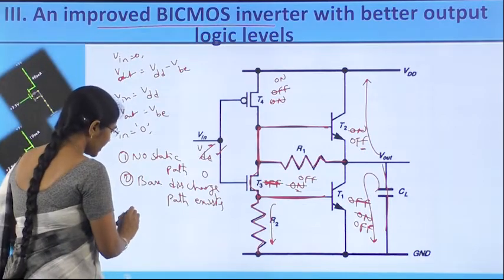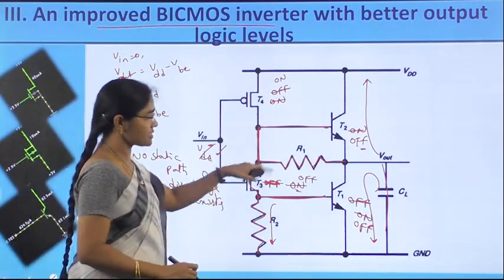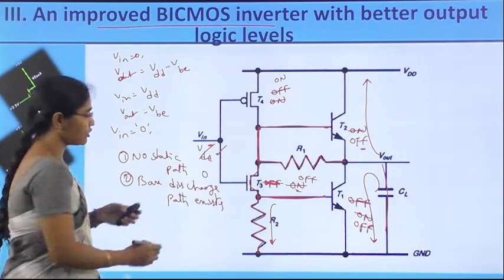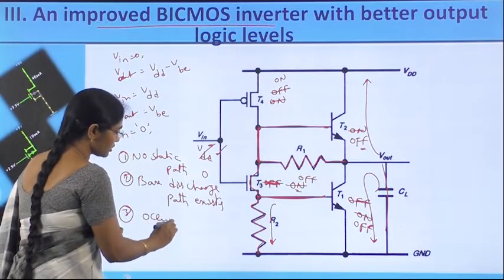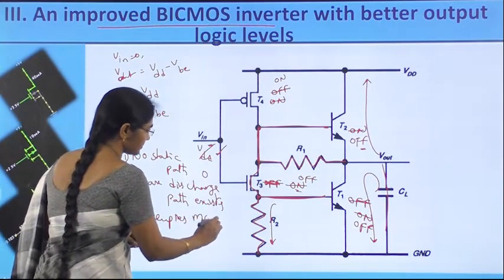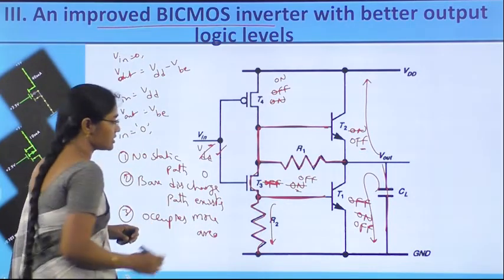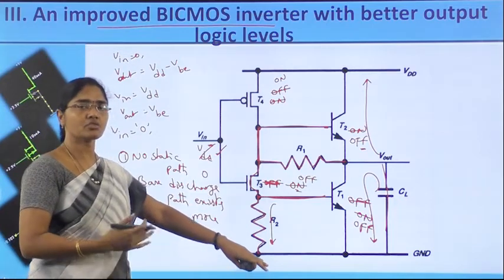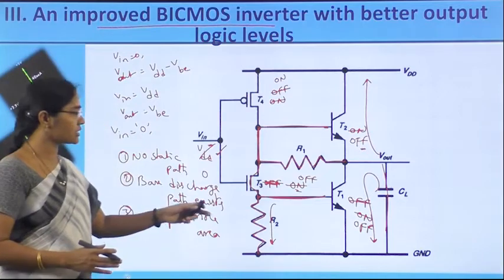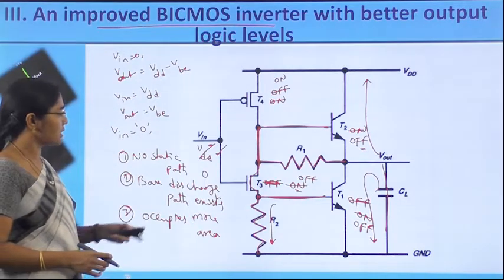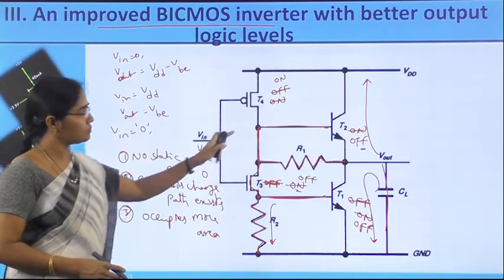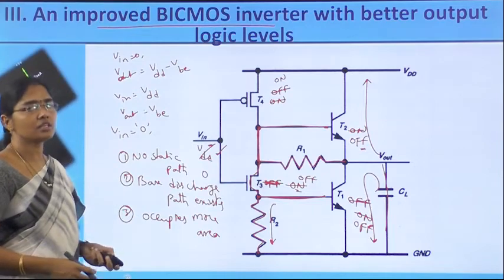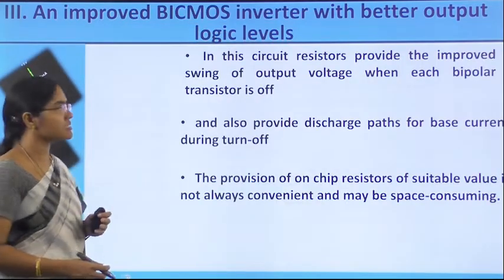But the only problem here is, because of having the resistances, getting suitable resistance values on the IC is difficult and it occupies more area. It occupies more area, and getting a suitable value is difficult over the integrated circuit. That's why the circuit is modified again. So, we have an improved version as the fourth circuit. Let us see that. What are the remarks? No static path and base discharge paths are available, and because of using the resistances, it takes more area. Let's see its remarks once again.